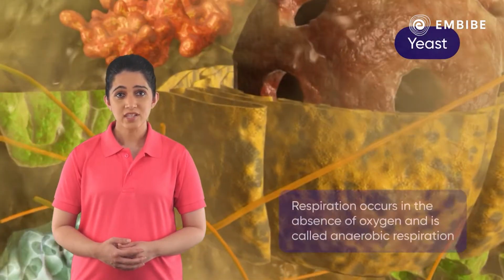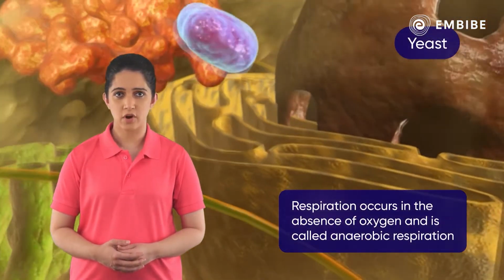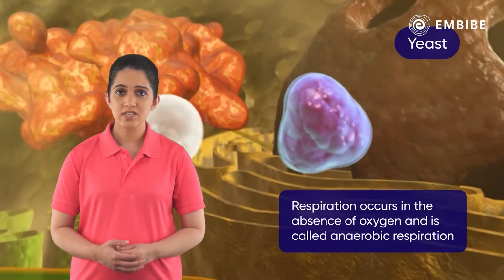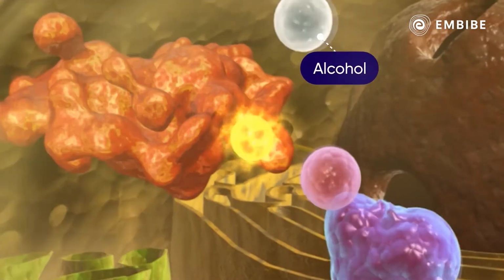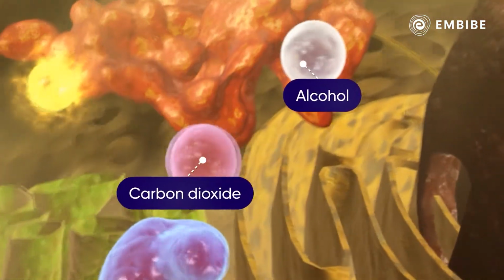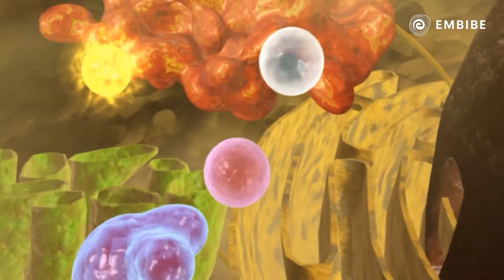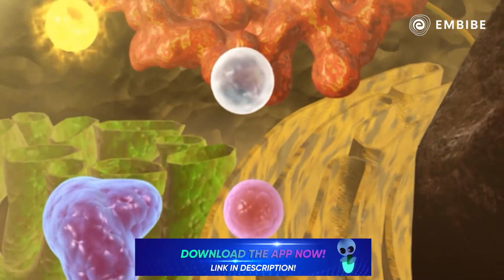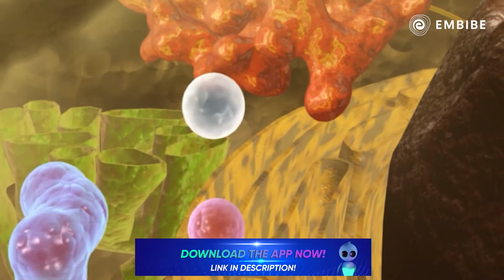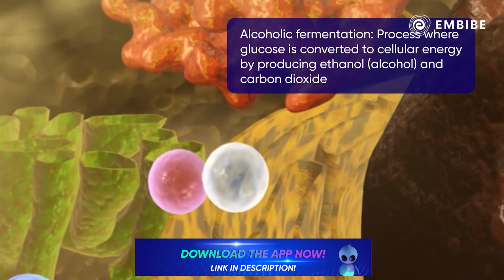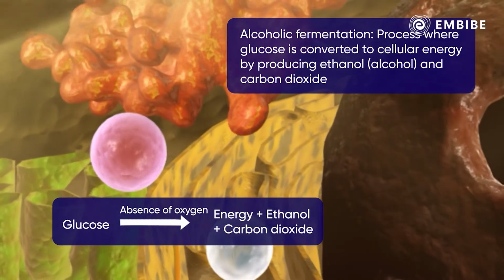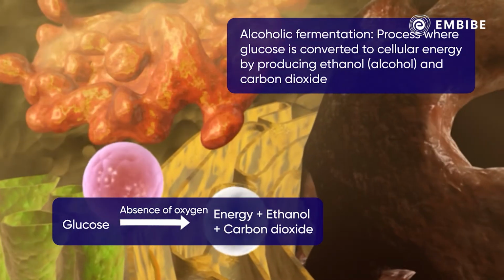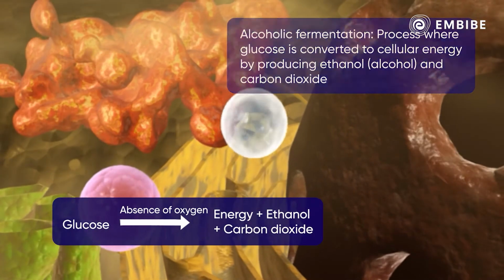However, in certain organisms like yeast, respiration occurs in the absence of oxygen, and this type of respiration is called anaerobic respiration. Here, alcohol and carbon dioxide are released as byproducts. This process is called alcoholic fermentation and may be represented as glucose in the absence of oxygen breaks down to give energy plus ethanol plus carbon dioxide.